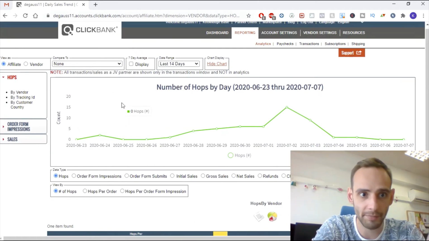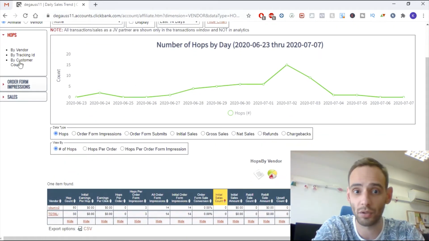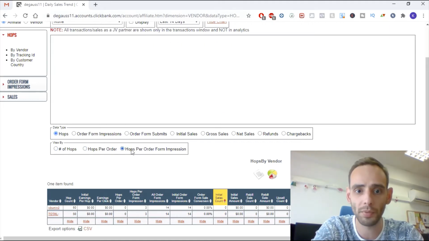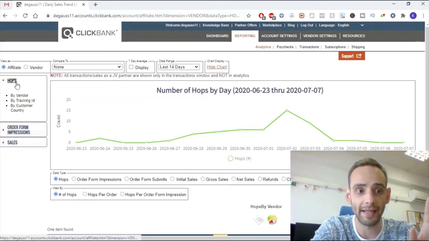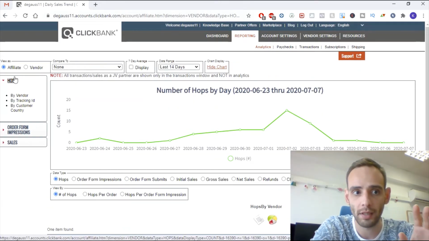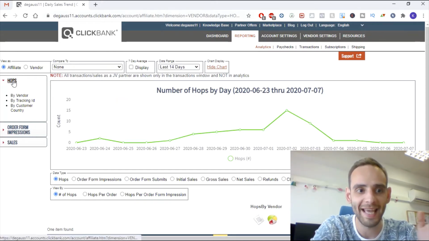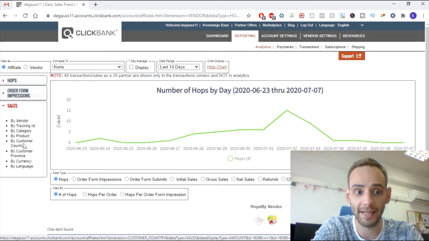The first part is basically a graphic illustration of whatever you want to look at. You have order hops, order form impressions, order form submits, initial sales, gross sales, net sales, refunds, chargebacks, hops per order, hops per order form impression, and so on. You can choose to view as affiliate or vendor, but we're working as affiliates, right? Now you can choose to see hops, order form impressions, or sales.